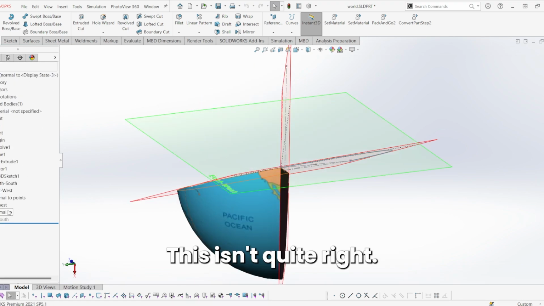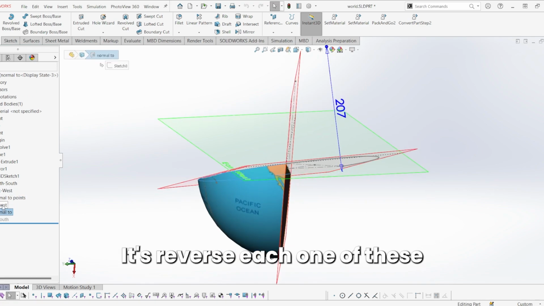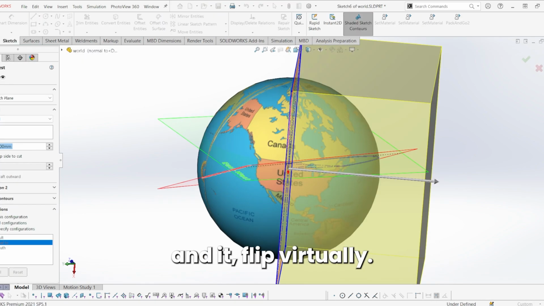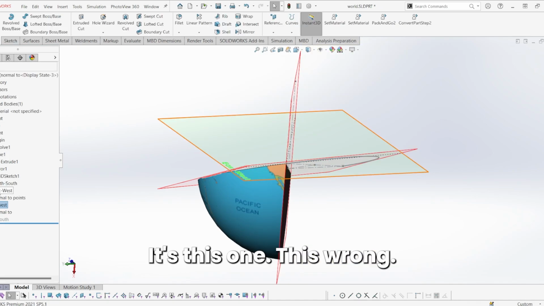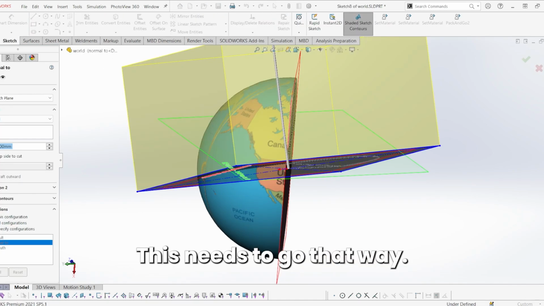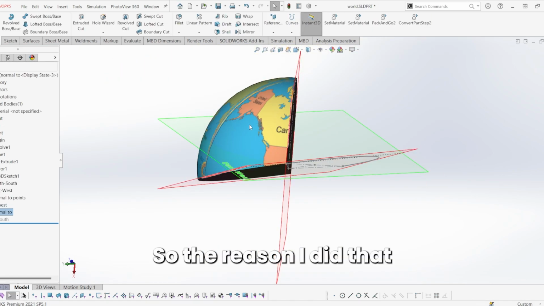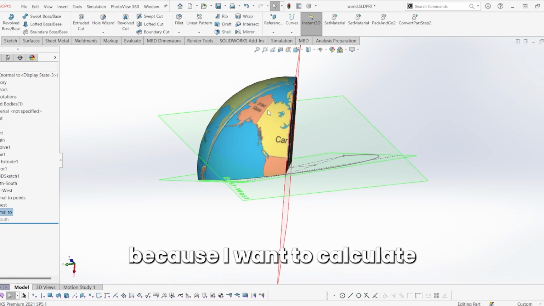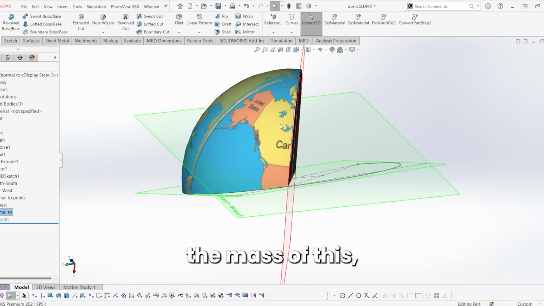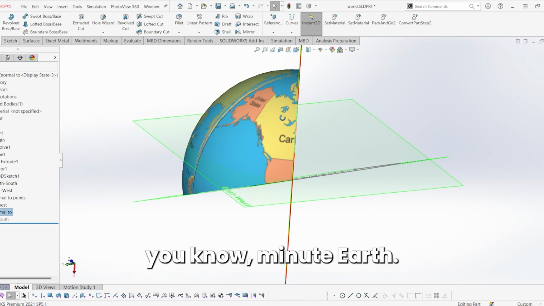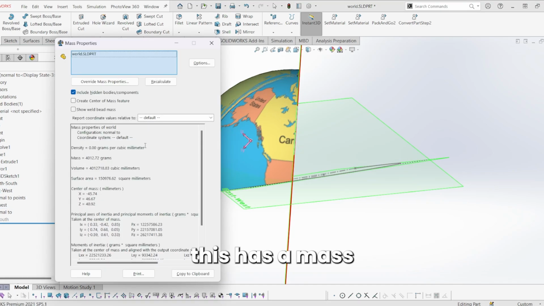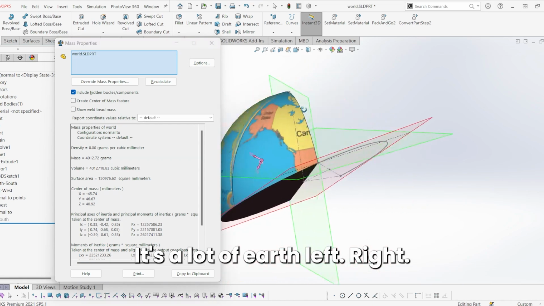This isn't quite right. I need to reverse each one of these. Edit, flip. No, actually, that's fine. It's this one that's wrong. This needs to go that way. That's better. So the reason I did that in a different way is because I want to calculate the mass of this minute earth. And if you look at it, this has a mass of 4 kilograms. It's a lot of earth left, right?